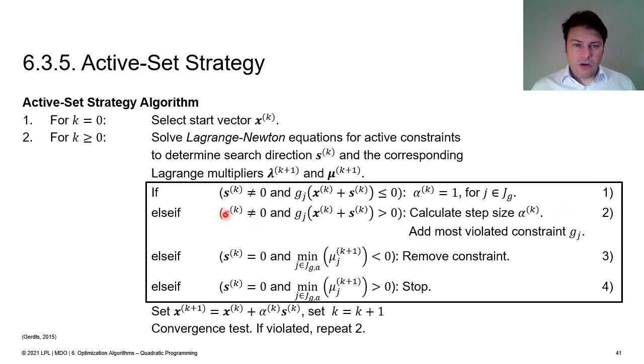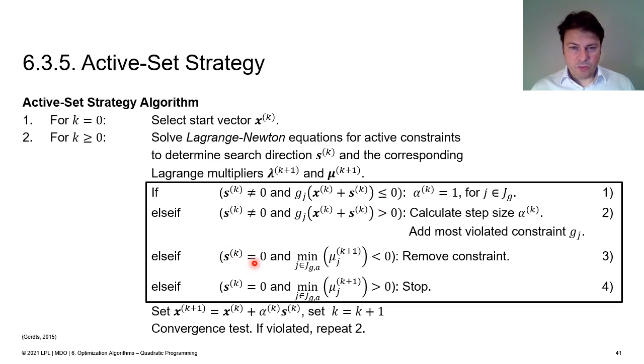Then there are 4 cases to distinguish. One of them where we have a search direction which is unequal to 0, and the constraints of the original problem are satisfied. There is a case when the search direction is unequal to 0 and the constraints of the original function are violated.